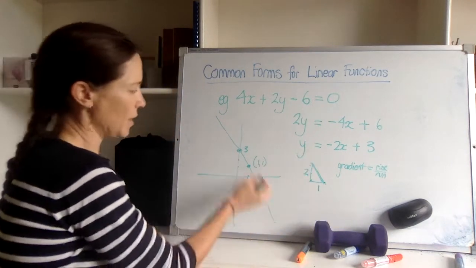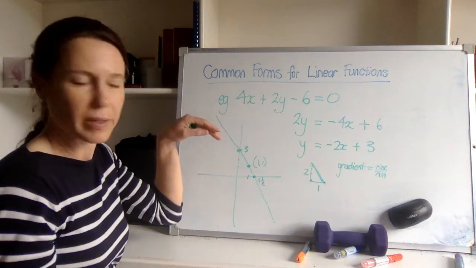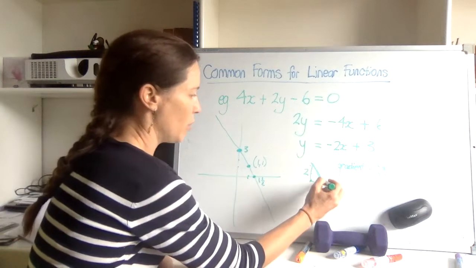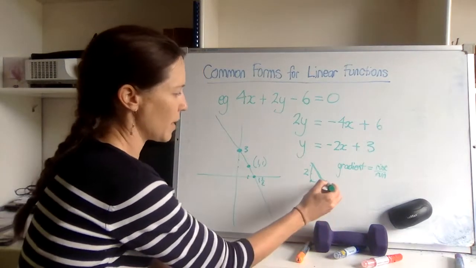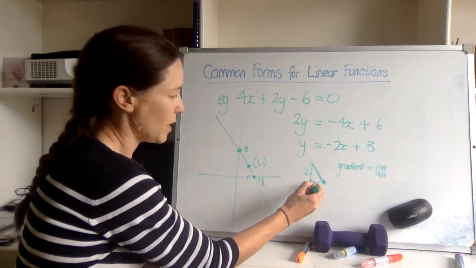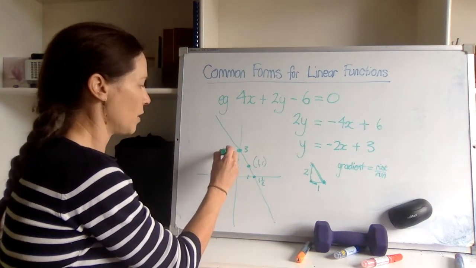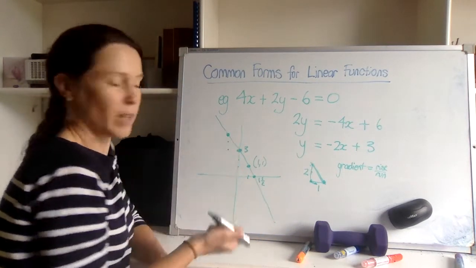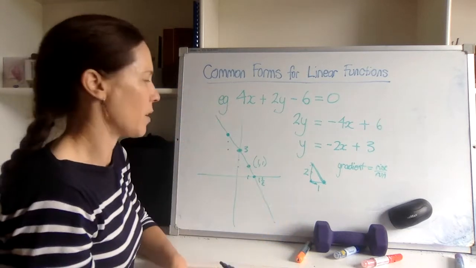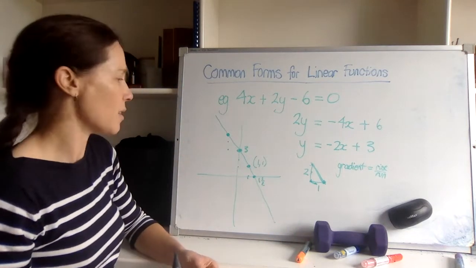So you can use the gradient to actually sort of build your line and find points. You could also treat this as the bottom corner of your triangle there and say every time I go across to the left 1 box, I need to go up 2. So go across to the left and then up 2 and you'll have another point. And if you've got grid paper, it makes it a nice easy way to graph your straight line.